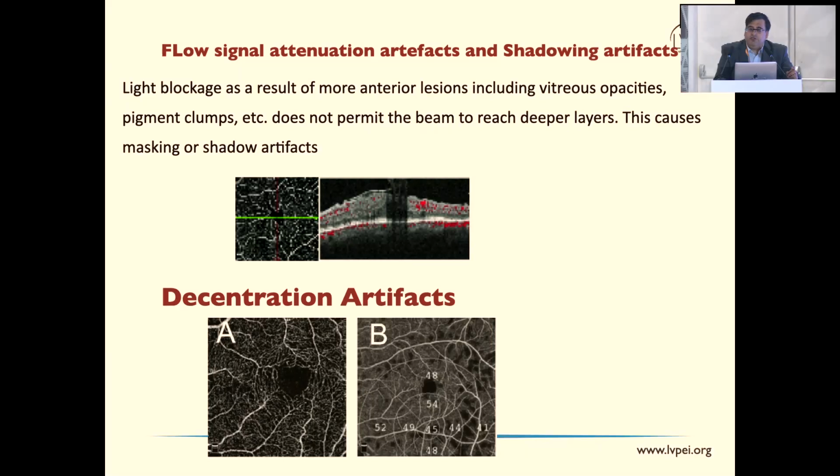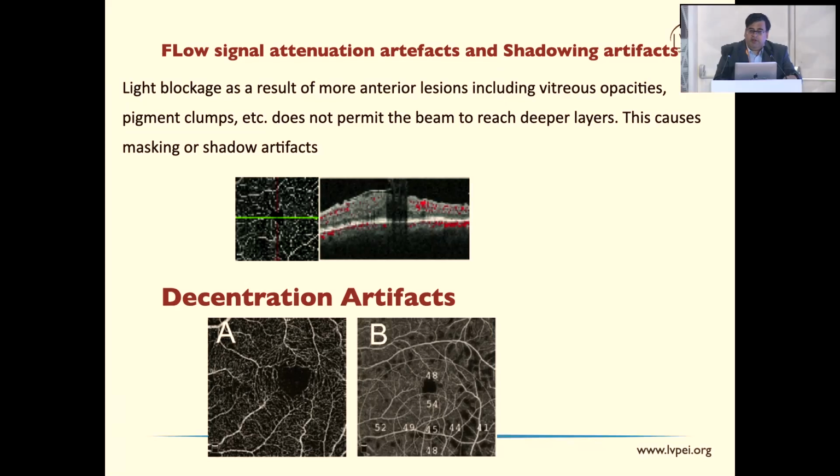Another artifact that you see is what is called flow signal attenuation artifacts or shadowing artifacts. They are because of something in the plane where the light is coming to the retina, which is getting blocked either by a vitreous opacity, a blood clot, or a pigment clump, which may be in the vitreous or on the surface, which is not allowing the flow signal, your OCT light beam or the spectral beam, to go through the retinal layers, and you will miss out on important details from those data points.